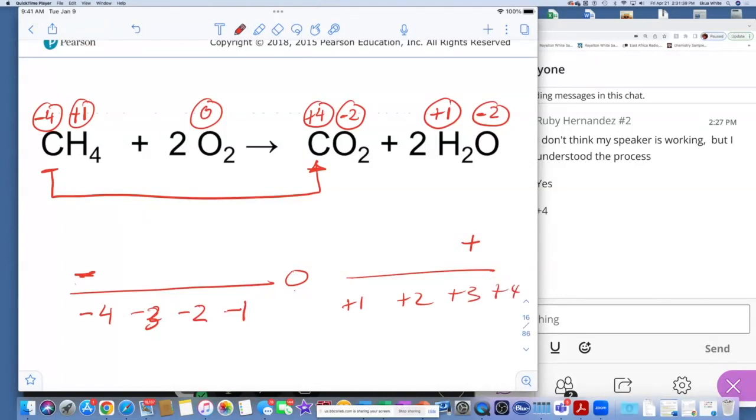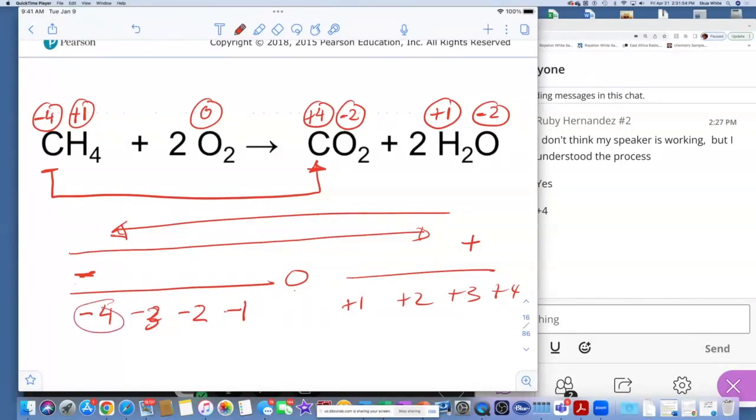Any transformation that leads from the more negative side to the more positive side is oxidation. If it leads in the opposite direction, it's reduction. So if you're going from -4 to +4, the direction is towards the right. That's going to be oxidation, and the oxidation number is increasing, right?